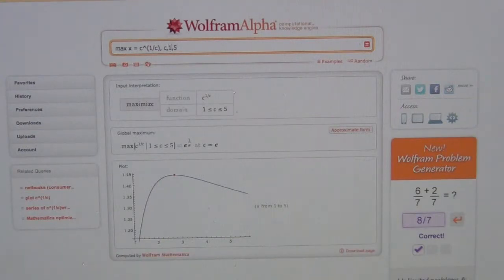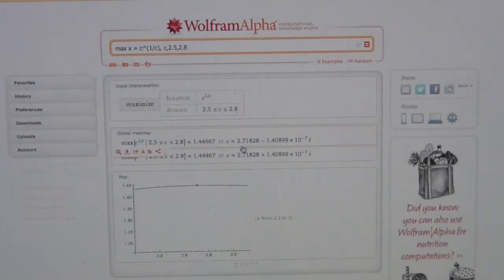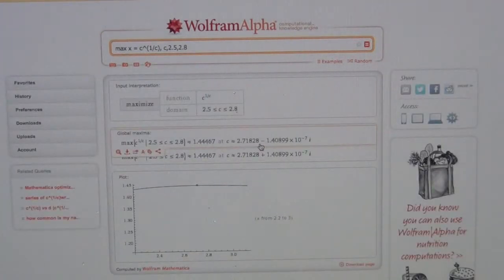Let's see if we can zoom in a little bit. Since I know e is about 2.7, I'll go from maybe 2.5 to 2.8 and see if we can zoom in and really see the maximum. Oh, there it tells us 2.71828. And the maximum is 1.44467. It's really close. So that's interesting.